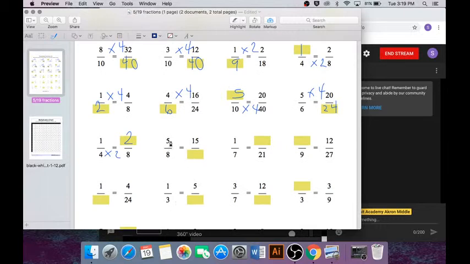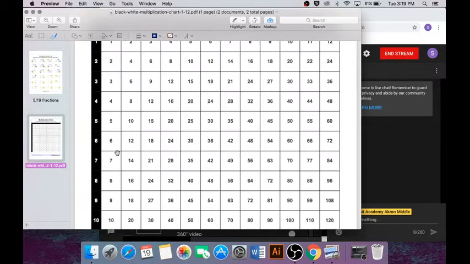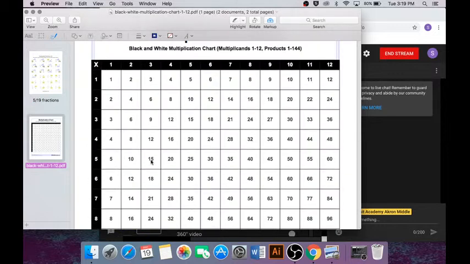Our next one, we have 5 and 15. So we're going to use our 5 times table to see what times 5 equals 15. So in our 5 times table, 15 is right here. If we go up, we see 5 times 3 is 15.